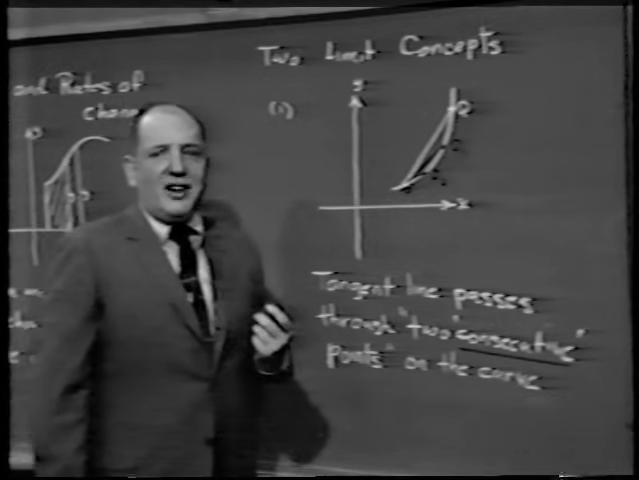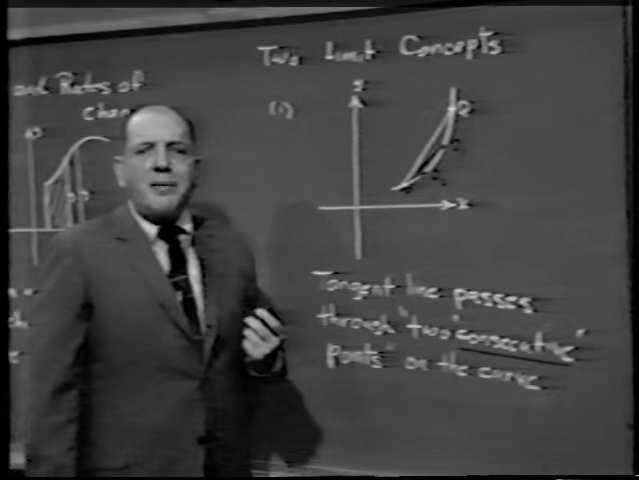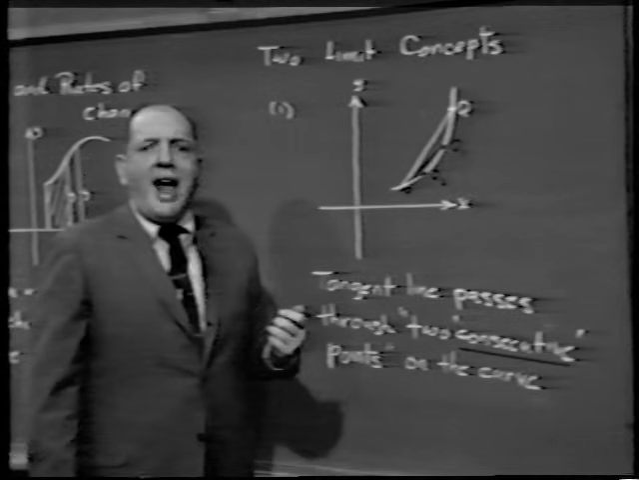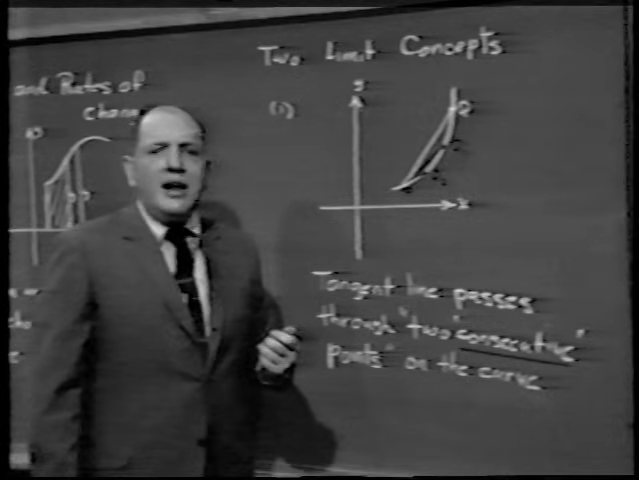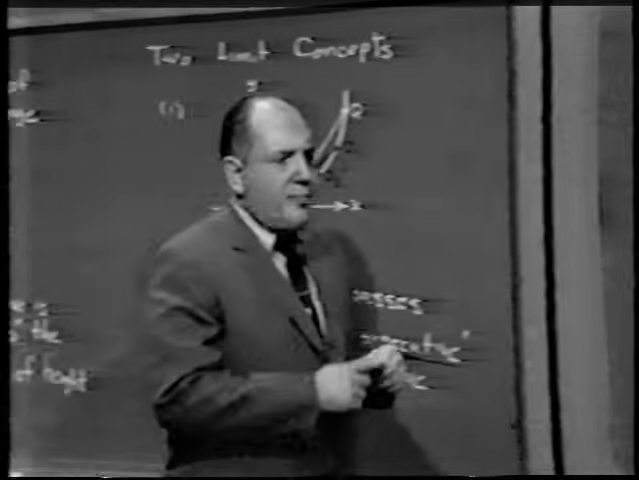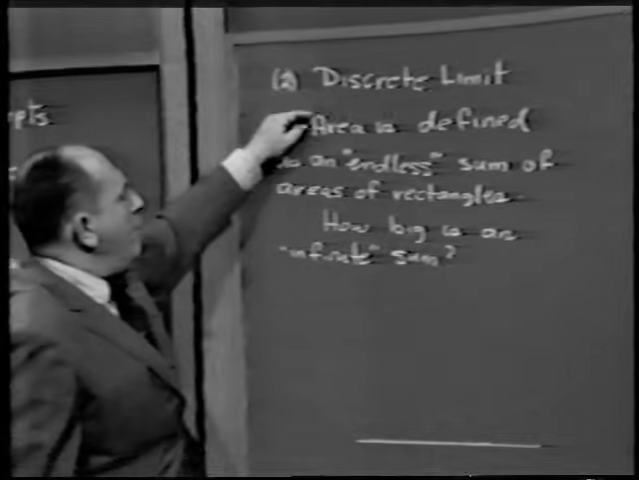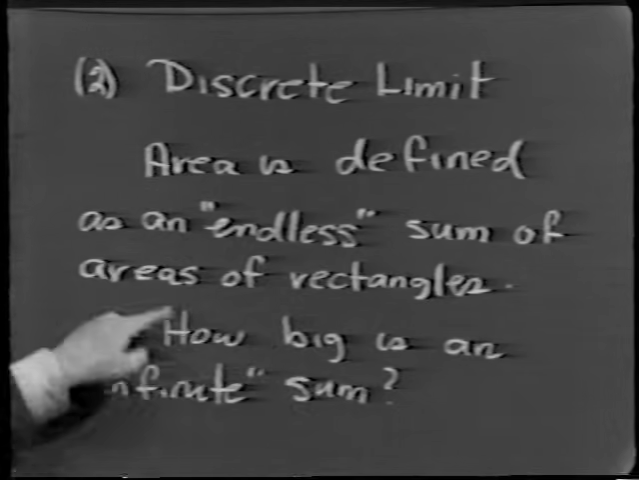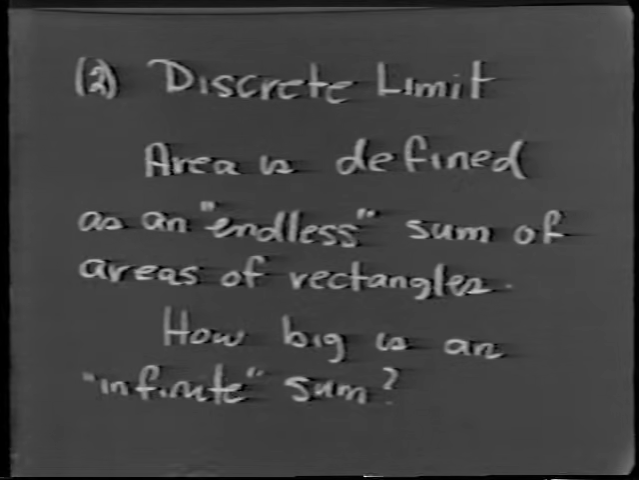Now, the other form of limit has to do with adding up areas of rectangles under curves. Namely, we divided the curve up into n parts, we inscribed n rectangles, and then we let n increase without bound. In other words, this is sort of a discrete type of limit. Namely, we must add up a whole number of areas, but the sum is endless in the sense that the number of rectangles becomes greater than any number we want to preassign. And the basic question that we must contend with here is how big is an infinite sum?